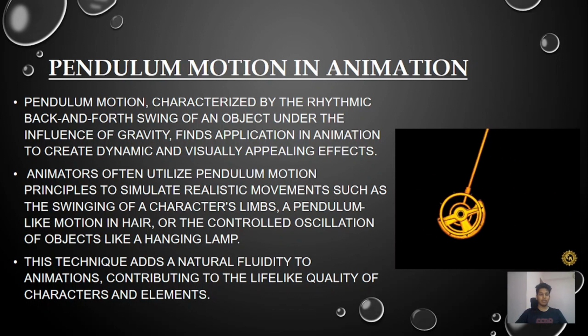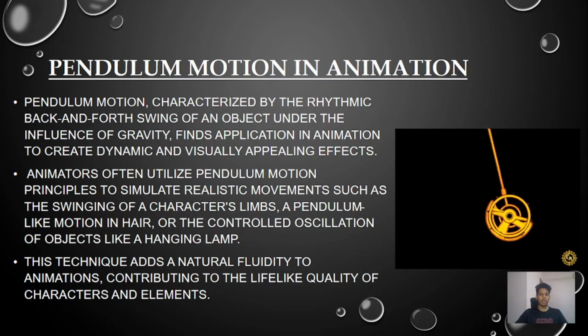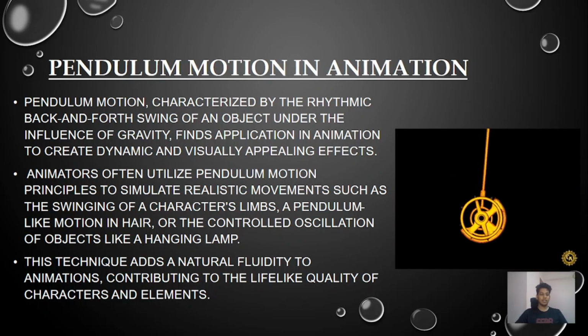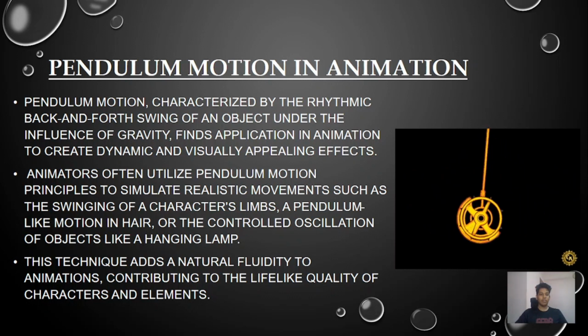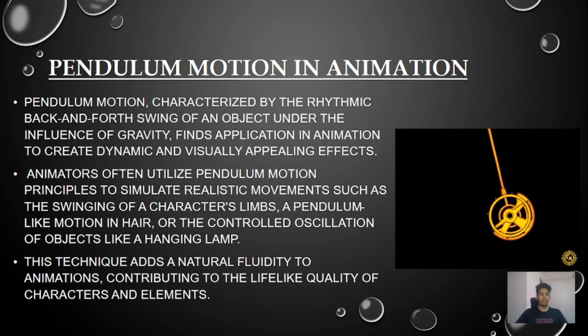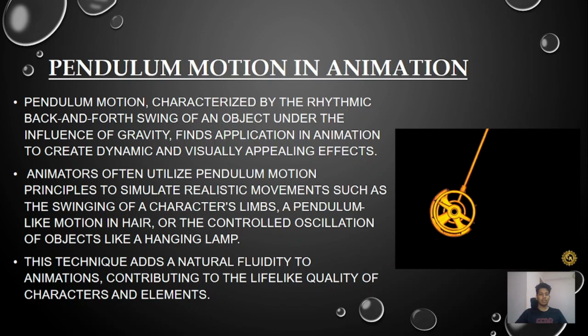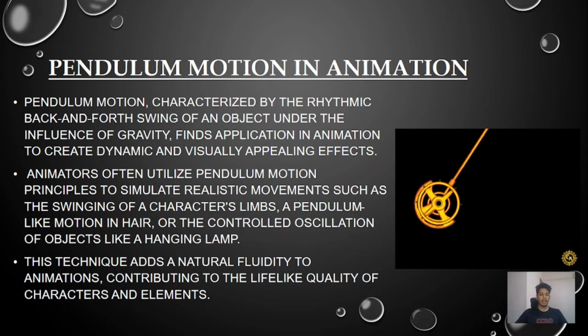Pendulum motion in animation. Pendulum motion, characterized by the rhythmic back and forth swing of an object under the influence of gravity, finds application in animation to create a dynamic and visually appealing effect. Animators often utilize pendulum motion principles to simulate realistic movement, such as the swing of a character's limbs, pendulum-like motion in hair, or the controlled oscillations of objects like a hanging lamp. This technique adds a natural fluidity to animation, contributing to the lifelike quality of characters and elements.